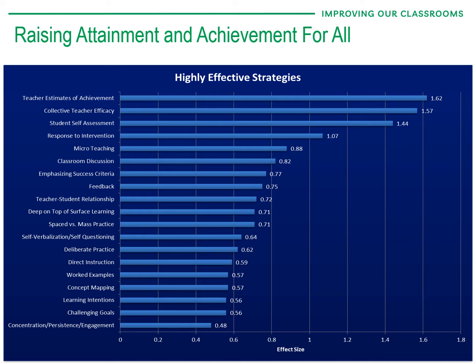it has to be seen that when you do scrutinise and look at all of the highly effective strategies, there will be overlaps. There will be things that perhaps are a cluster of other effective strategies that when they work together, when they work hand in hand, will actually give you that bigger return that you're looking for. You can see there emphasising success criteria 0.77. Feedback, again, another very high hitter.